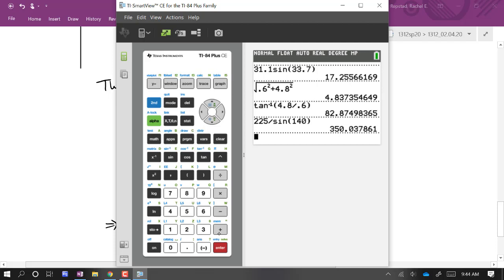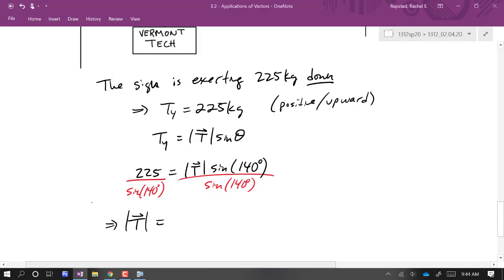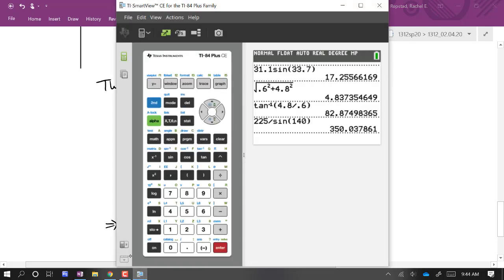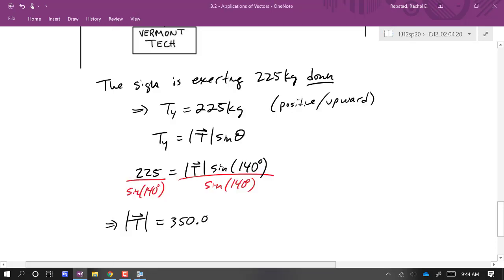350 kilograms. So here's our tension vector: 350 kilograms at an angle of 140 degrees. If you wanted to say it was 40 degrees, because obviously you could just get up and walk on the other side of the line, that's fine. You get the same result as far as the magnitude, or finding that y component.